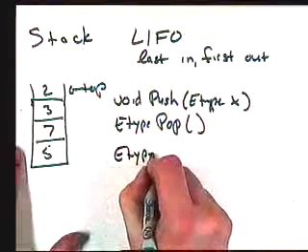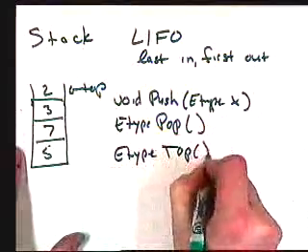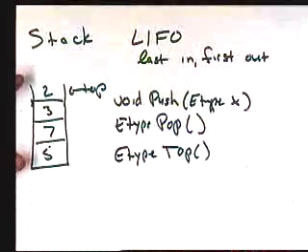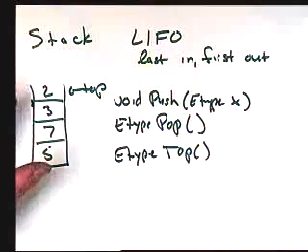We can also read it without removing it, and that would be top. In that case, we would send it back without removing it. Running pop on this stack would remove 2, send it back, and 3 would be the new top element. Running top on the stack would send back 2, but 2 would still be on top of the stack. We'd return a copy of 2 so that you know that 2 is the top element on the stack.